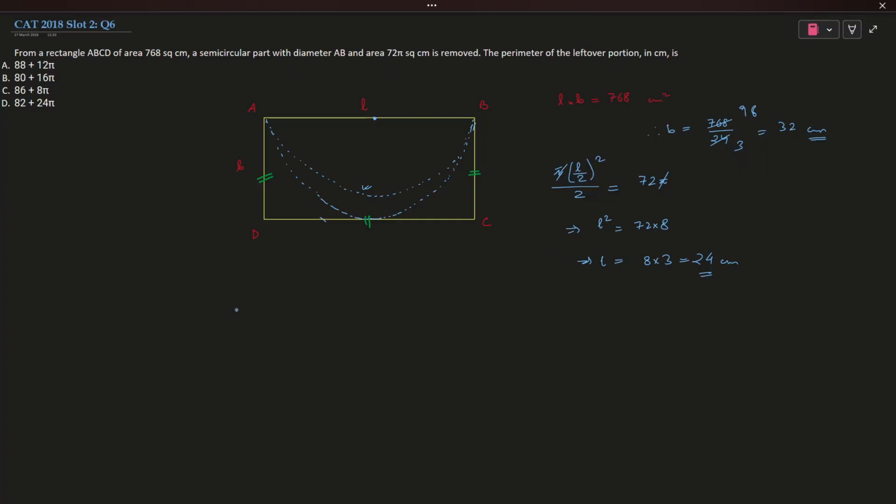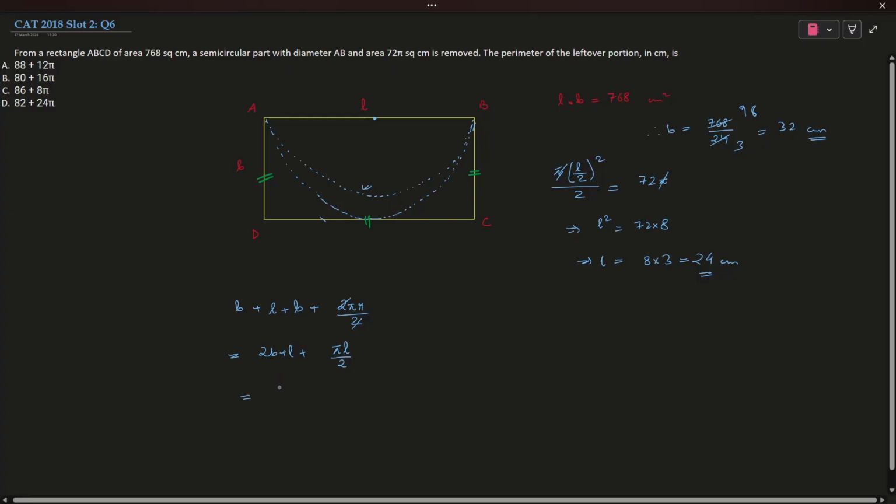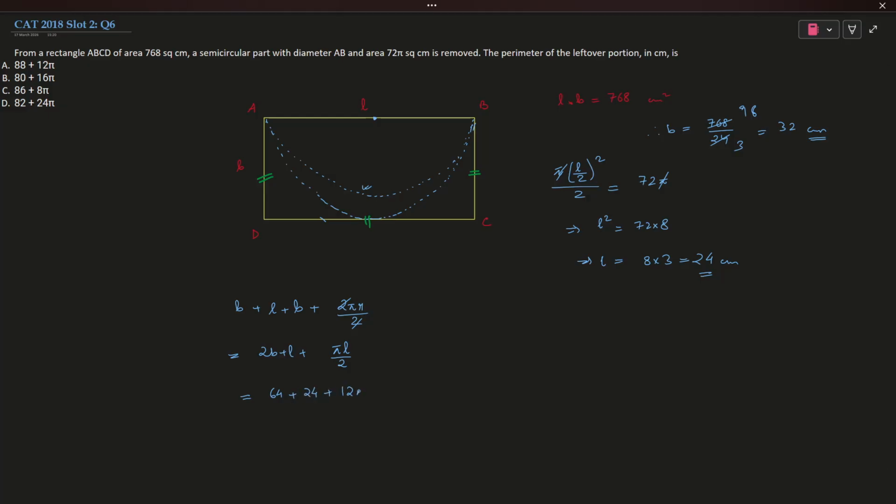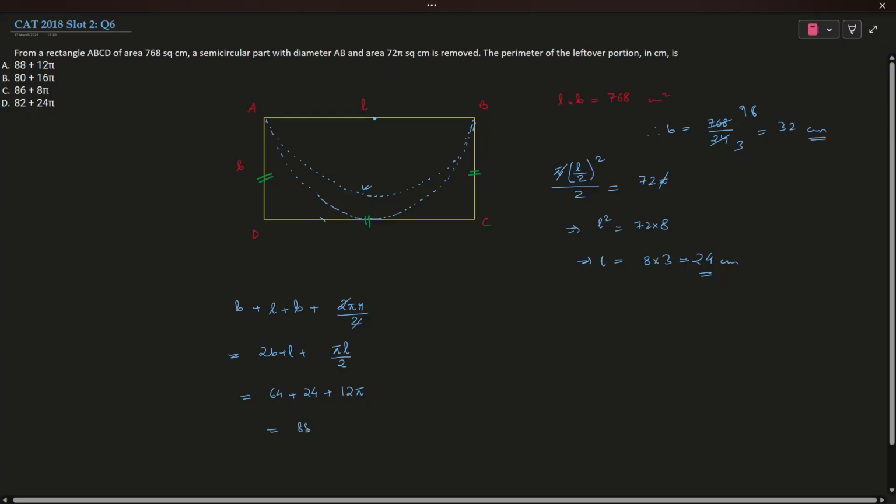What is the perimeter? It is B plus L plus B plus the curvature, right? So 2 pi r by 2. So 2B plus L plus, what is the radius of the semicircle? L by 2, right? L by 2. So pi L by 2. What is B? B is 32. So 64 plus L, L is 24, plus 12 pi. So this will be 88. 88 plus 12 pi centimeter. Correct answer will be option A, guys.